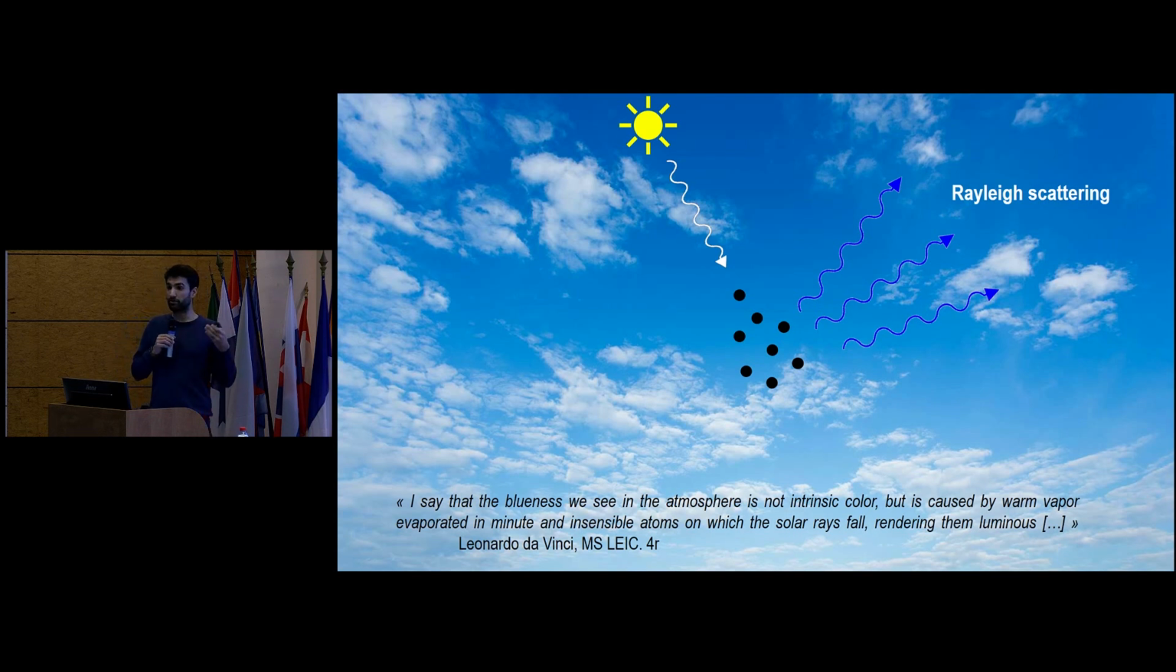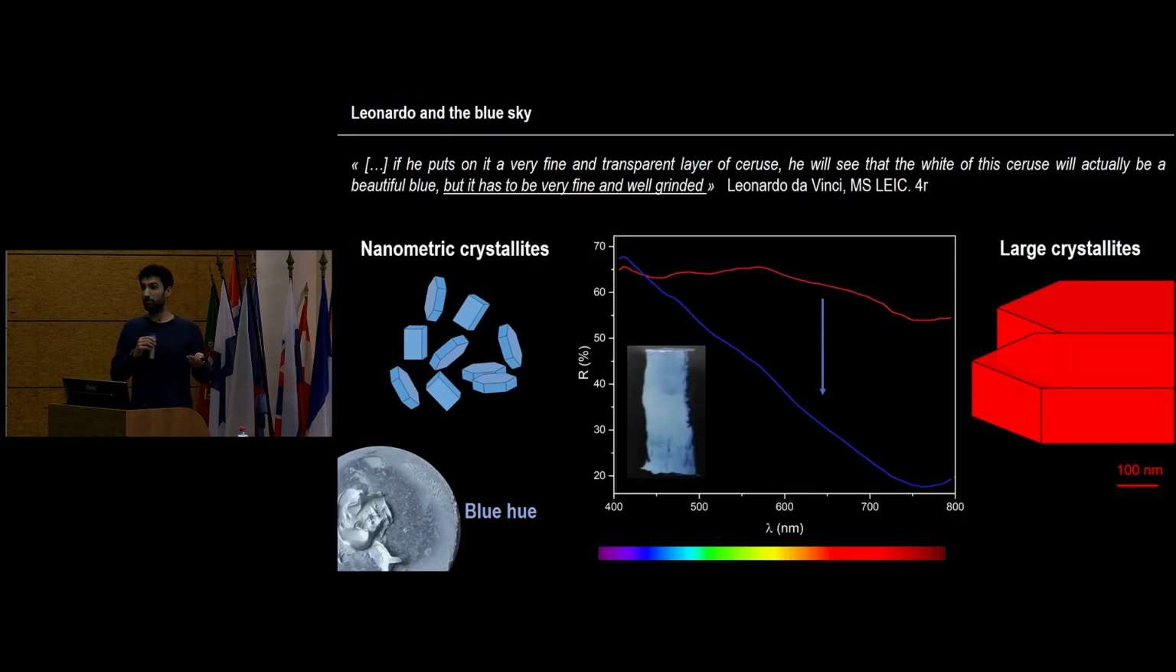But Leonardo goes a step further, and to convince us of that, he says if you want to be convinced, you can use ceruse, this is lead white. Take a very fine and well-ground ceruse, and it will have a beautiful blue. And this is actually true. If you take some lead white composed of nanometric crystallites, it will have a blue hue. This is particularly visible here.